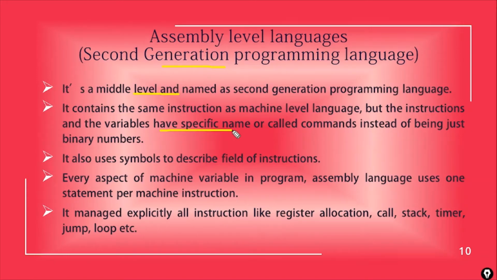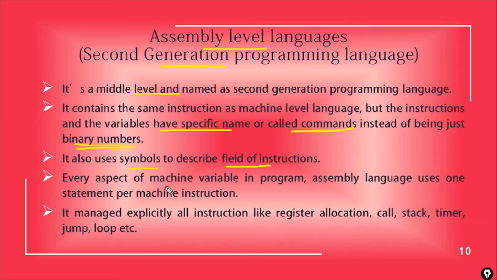It means assembly language is in the form of a group of commands, and the instructions and variables have specific names, called commands, instead of being just binary numbers. Machine language uses only binary numbers, but assembly level language uses a group of commands. It also uses symbols to describe the fields of instructions. We can use different symbols and fields to describe different instructions.